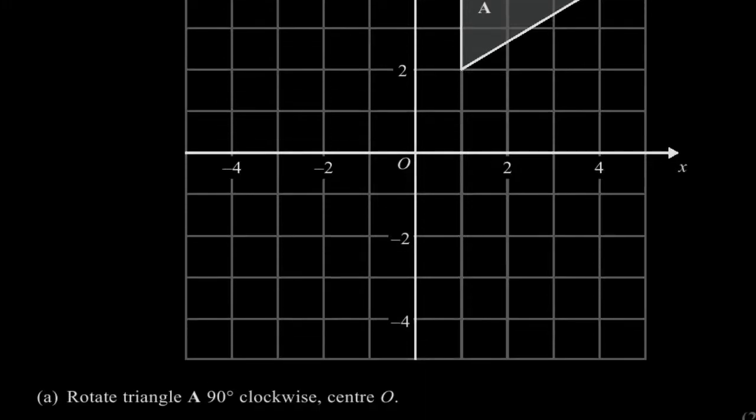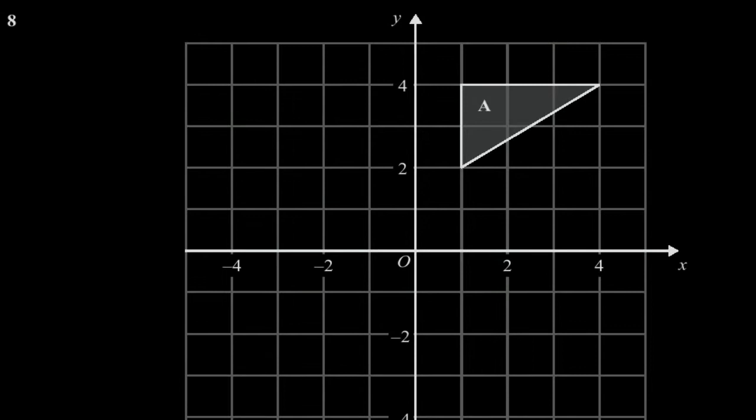Rotate triangle A 90 degrees clockwise, center O. Then here's the center, so here's the first point here. The slope of that line is 2, isn't it? So if that's of slope 2, then the slope of this line is minus a half. That's a 90-degree line, isn't it?